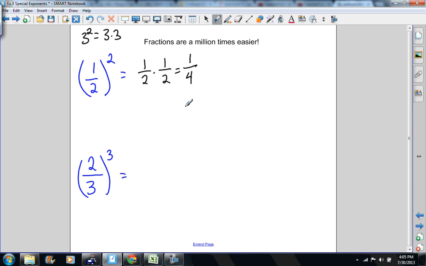Down here on the bottom, it's the same idea. We would do 2/3 times 2/3 times 2/3, because it's cubed. 2 times 2 times 2, well, that's 8. 3 times 3 is 9. 9 times 3 is 27. And with these types of problems, they will almost never be able to be simplified. So that's our answer. And we're done. Fractions are really, really easy here.